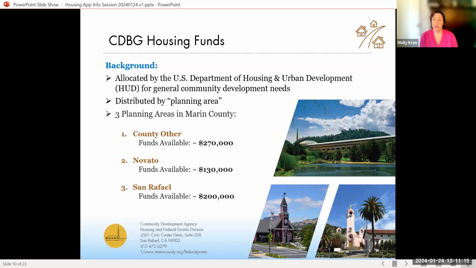Funds are distributed based on a formula that mirrors the federal formula. So in Novato, we anticipate that there's going to be about $130,000 in CDBG funding for housing. San Rafael, we anticipate $200,000, and for the rest of the county, about $270,000.